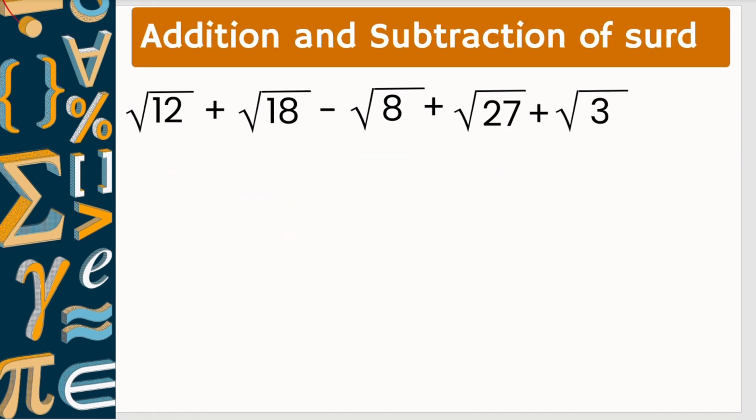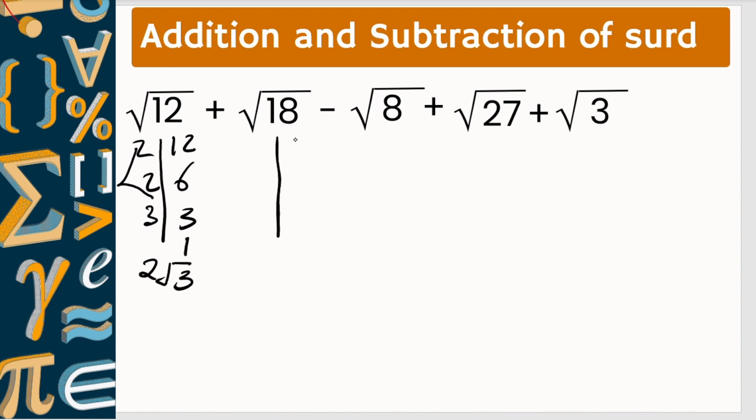The next question, so we are going to start by reducing all the surds to their simplest form. So we'll start with 12. 2 divide 6, 2 divide 3, 3 divide 1. So when we group, this will be 2 root 3. Now 18, 2 divide 9, 3 divide 3, and 3 divide 1. So we group, and this will be 3 root 2.